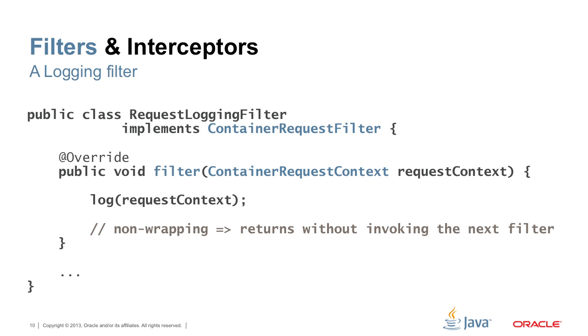So let's take a look at an example of a filter. Perhaps the canonical filter is the logging filter, a filter that simply intercepts a message and just logs the message in a certain log file or database.